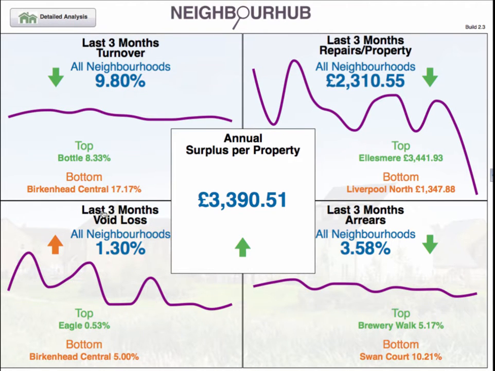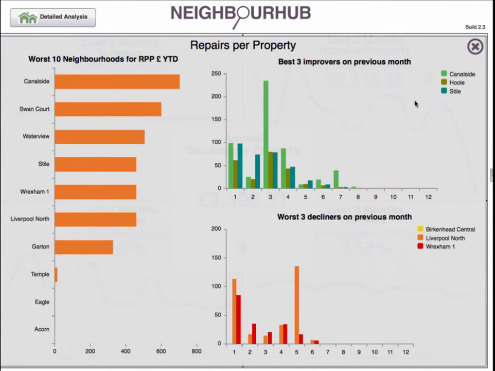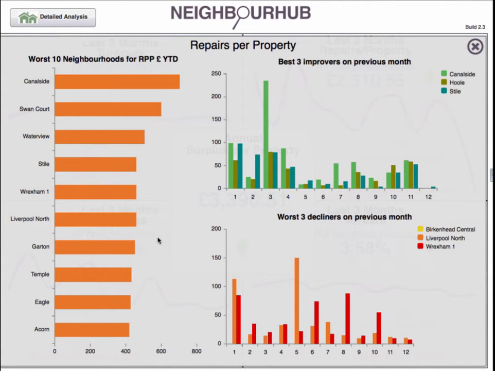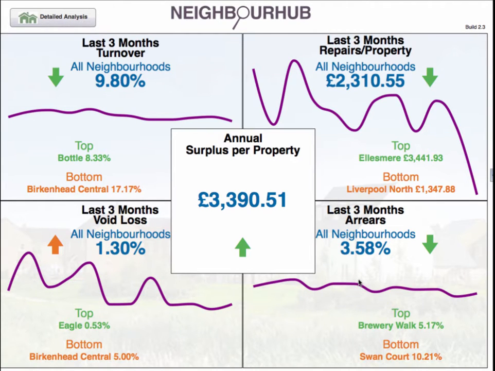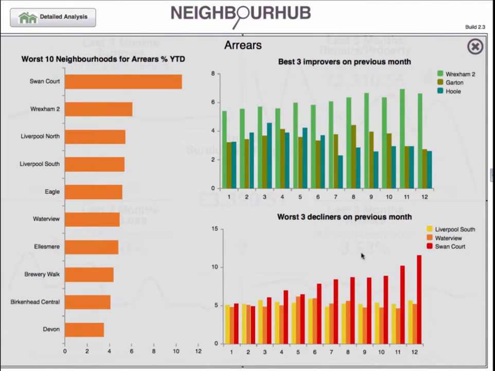Again, you can go to any of these quadrants and you can have a look to see exactly the worst neighbourhoods and how exactly Canalside, for instance, is performing compared to other neighbourhoods in the rankings for poor repairs per property. You can look at the best improvers over time. All of this is key information for you to answer the question: how are we doing? Where are we doing well? And where do we need to improve? And similarly, any of these quadrants can be clicked to provide that very quick 2-minute insight.